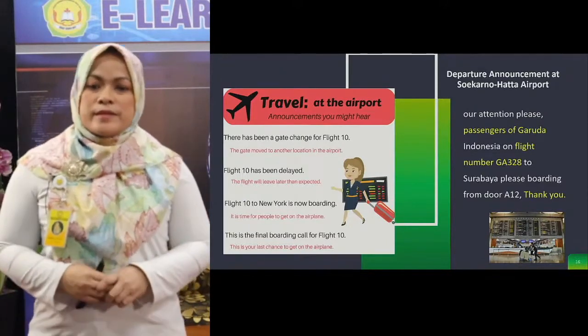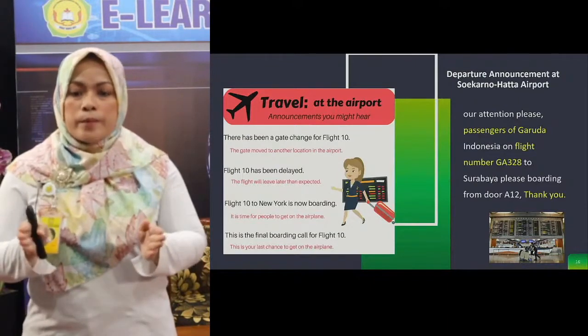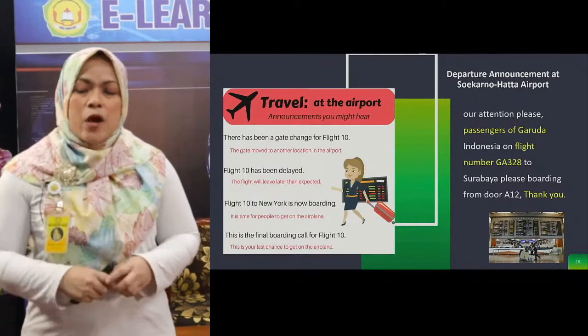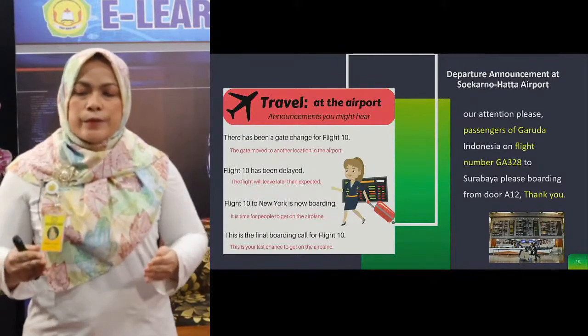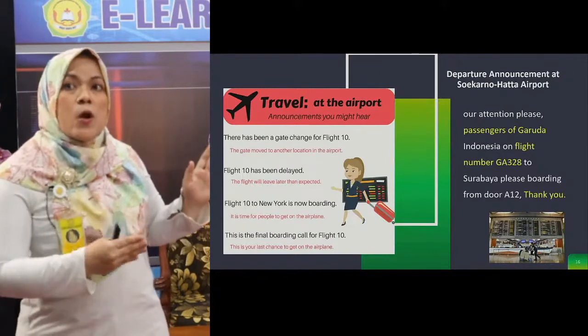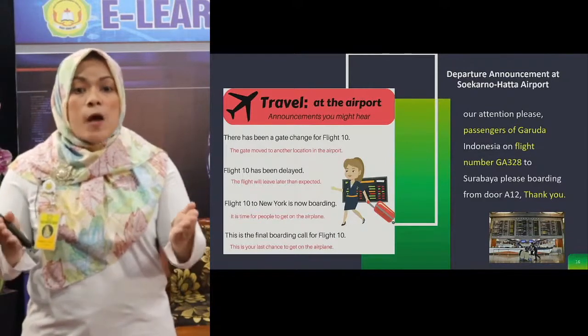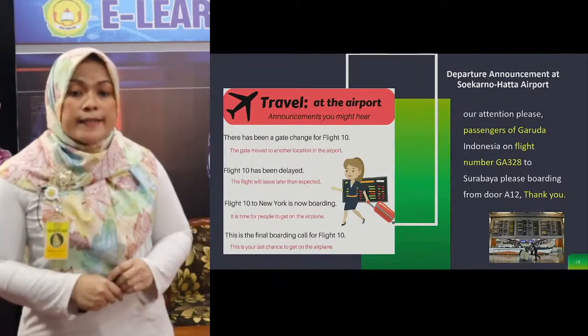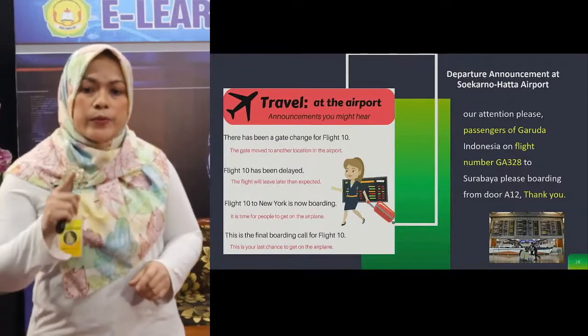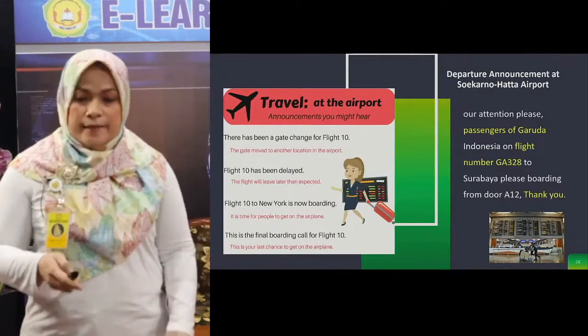Thank you. So, which one is to whom or for whom? The object or the orientation person we can see here is passengers of Garuda, right? And then again, what is the most important thing in the content? It is flight number GA328. And then, don't forget, say thank you as a closing.